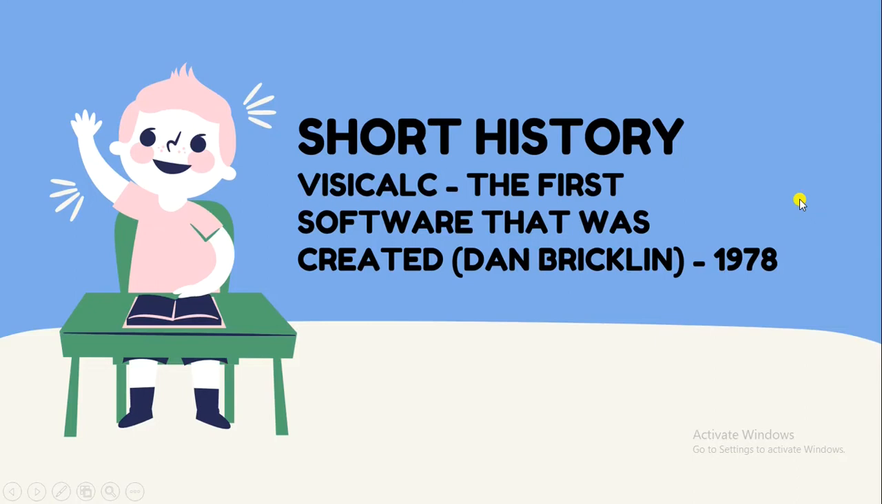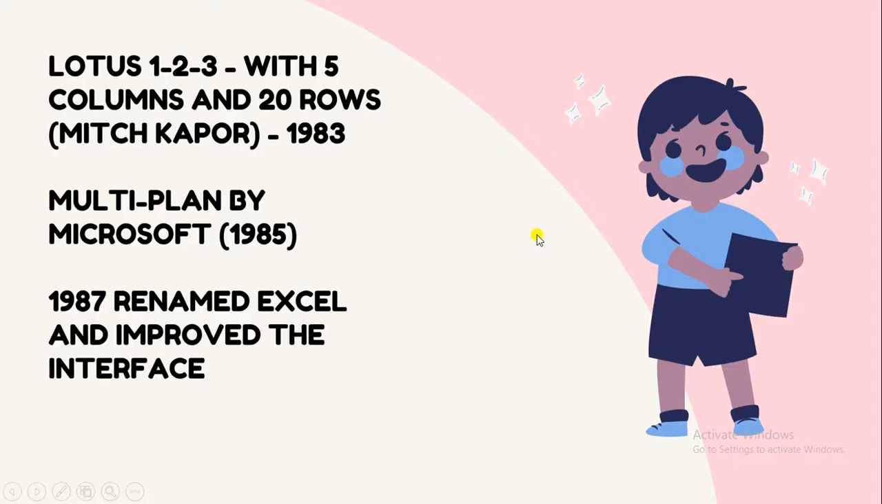Now for the short history. Like Microsoft Word, it also has a software created called VisiCalc. It was created by Dan Bricklin in 1978. Then someone enhanced that particular software and named it Lotus 1-2-3. It has 5 columns and 20 rows. It was developed by Mitch Kapor.